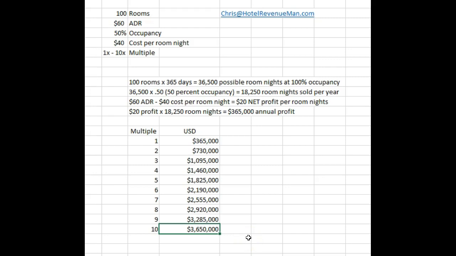Now, in the United States, typically banks will give hotels loans for 10 years. So you're going to have it paid off in 10 years. So that's why this is as much as you could ask for. If you had a 40 times multiple, then it would take you 40 years to pay it off.